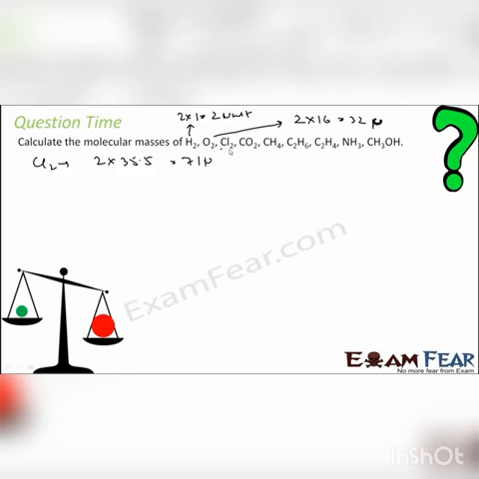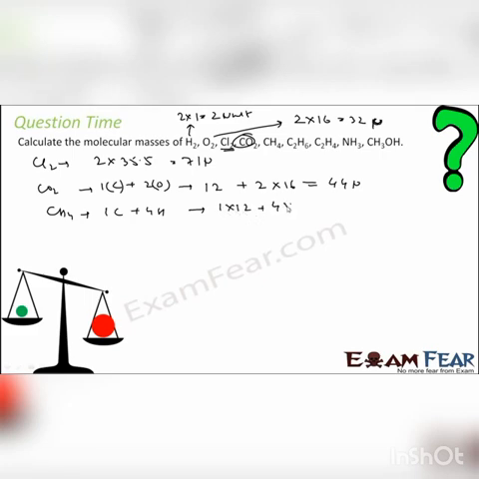Then we have CO2, 1 carbon plus 2 oxygen. Carbon is what? How much? 12 units. 2 oxygen is how many units? 16 units. Solve it. 32 plus 12, 44 units. Methane, CH4, 1 carbon plus 4 hydrogen. 1 carbon is what? 1 into 12. 4 hydrogen is what? 4 into 1. 1 hydrogen each is 1 unit. You solve this. 12 plus 4, 16 unit.